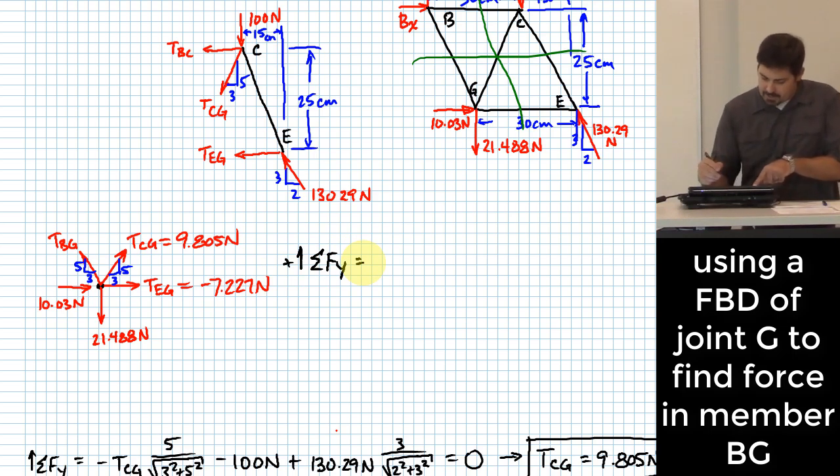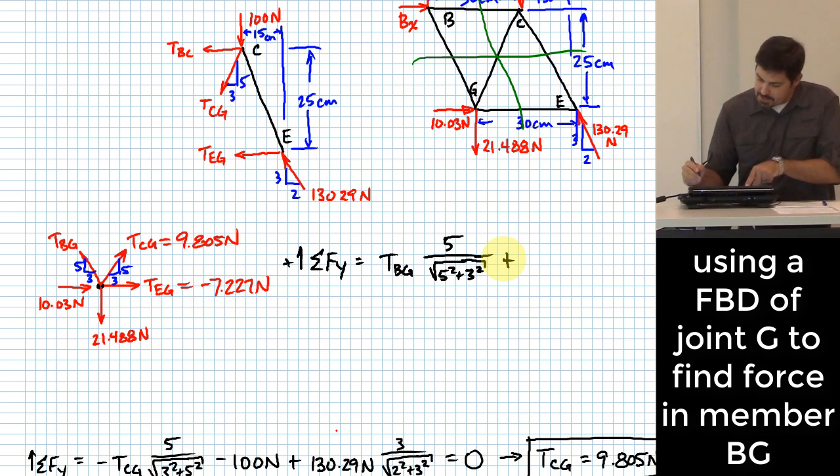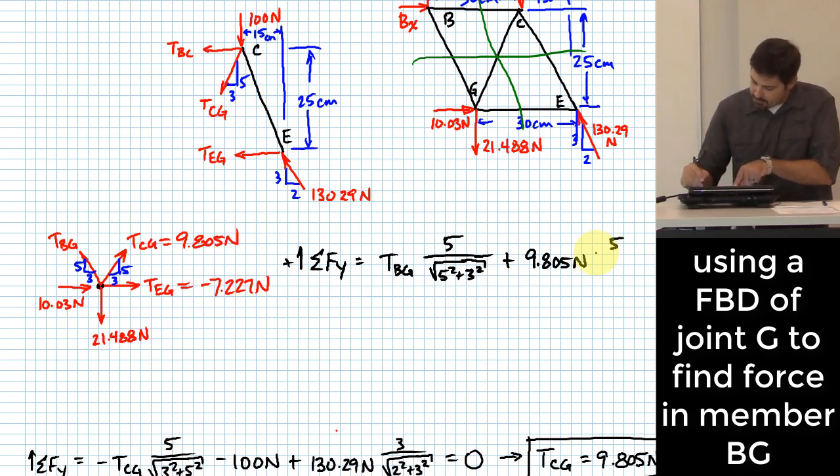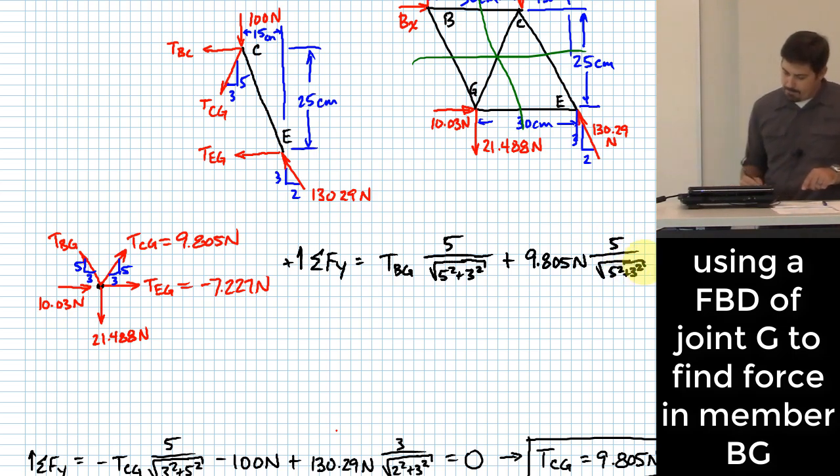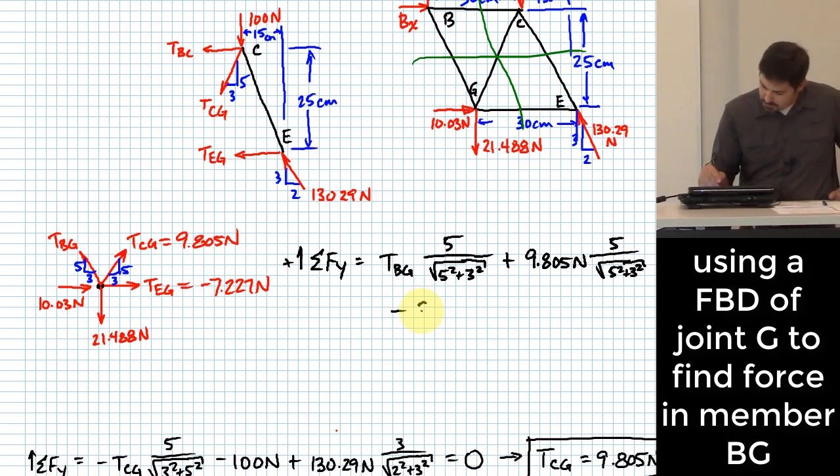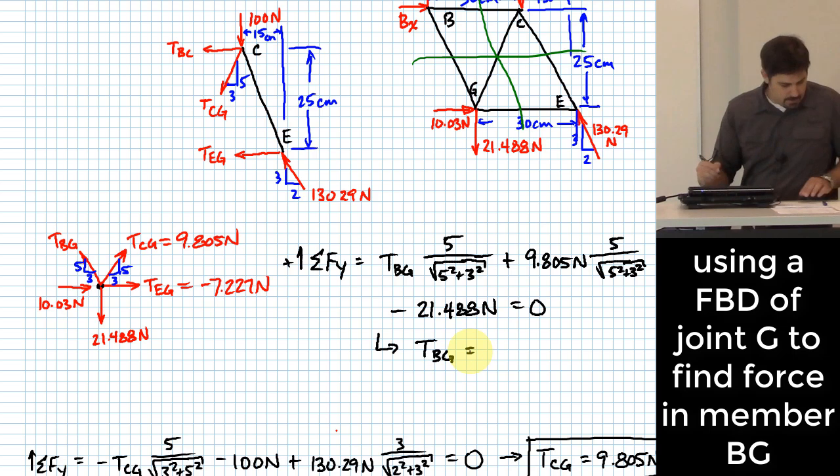So summing forces in the Y direction, we're going to do TBG times 5 over the square root of 5 squared plus 3 squared, plus TCG times 5 over the square root of 5 squared plus 3 squared, then what? Minus 21.488 newtons. And we solve this for TBG. TBG ends up being 15.25 newtons.